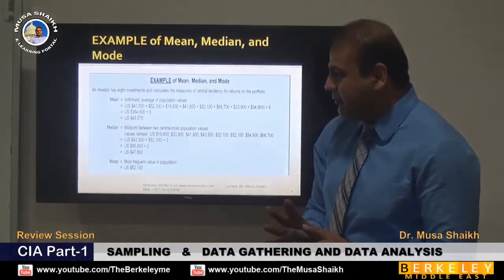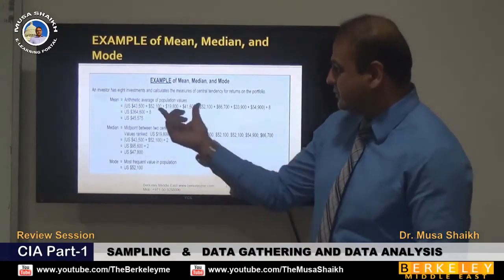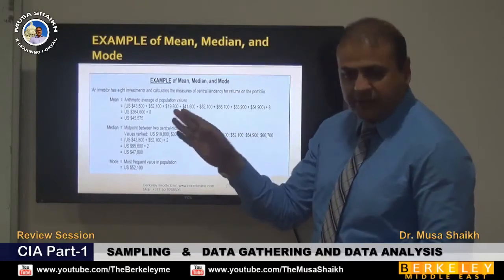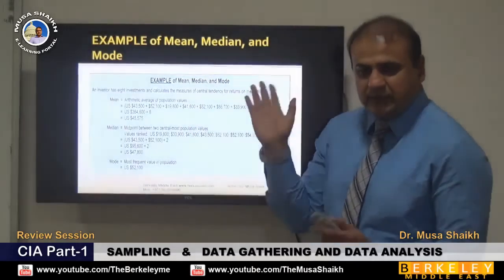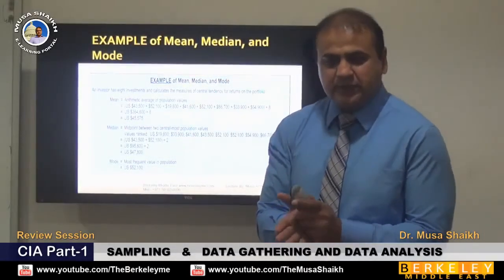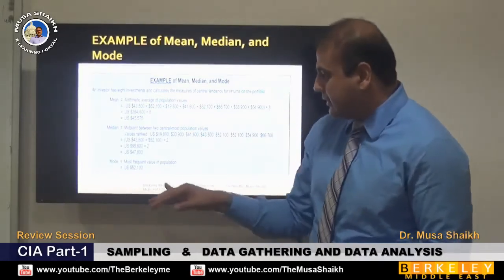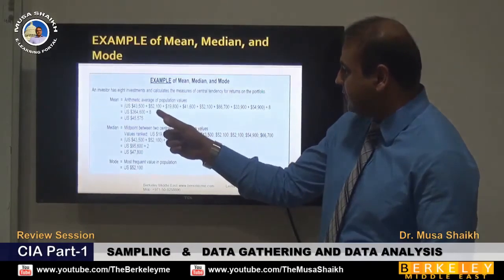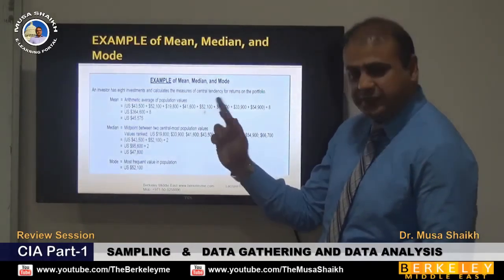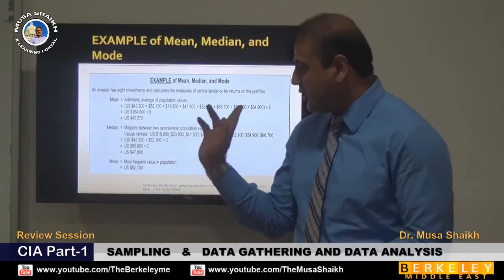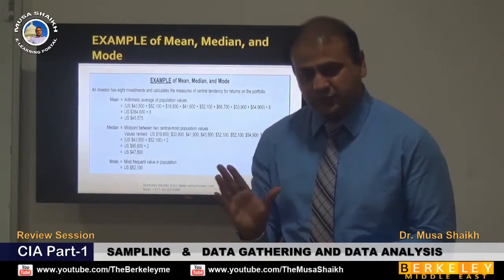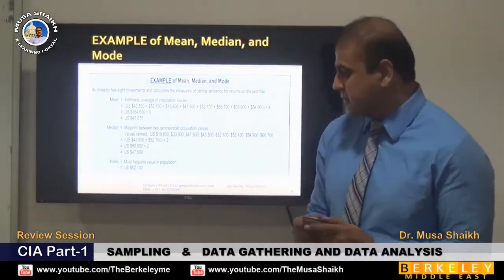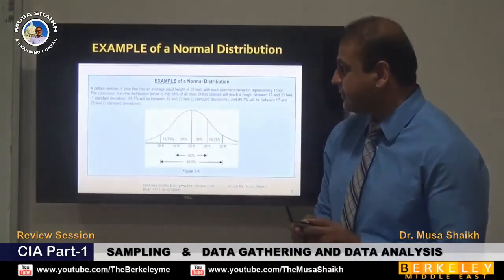Median is in between, so take the values at the center and divide by 2. First you have to arrange the values from lowest to highest, and then take the middle ones and divide by 2. This is so simple. And what is the most prominent? You can see 52,100 repeated 2 times, and out of all this information there is no other repeated data. So this is the most prominent, recurring value, and this is the mode.